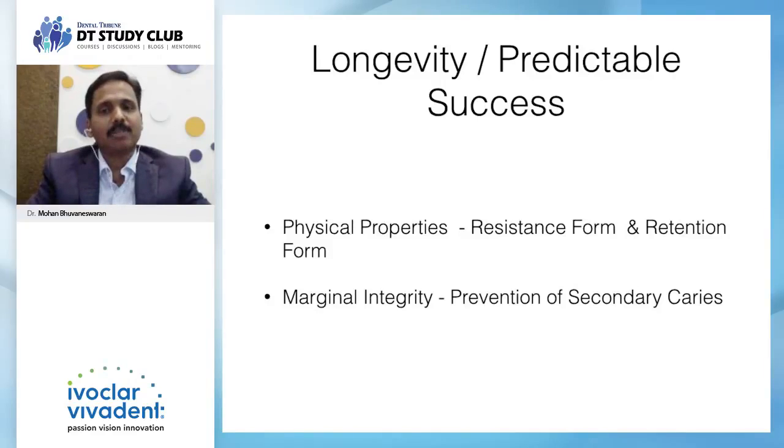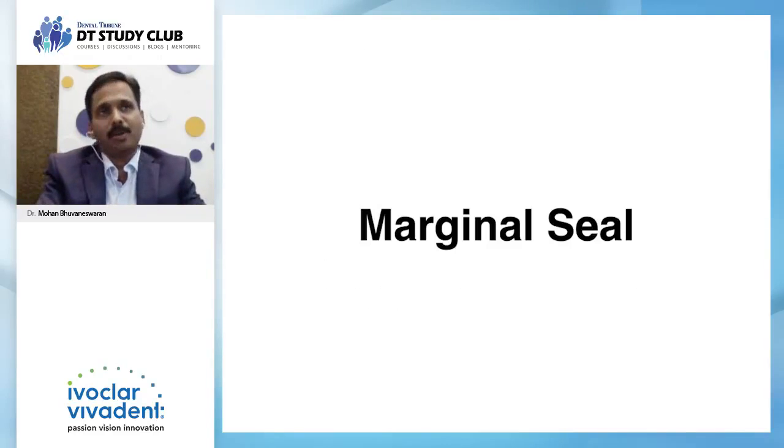And next comes the marginal integrity. The marginal seal is very important. So first, all of us have understood that the physical properties of a restoration play a major role. And next, in composite, we saw that marginal integrity plays a major role, because when you're talking about predictable success, there should not be any secondary caries due to microleakage, which would happen in composite if the dentine margin is there at the cavosurface. Marginal seal is very, very important.